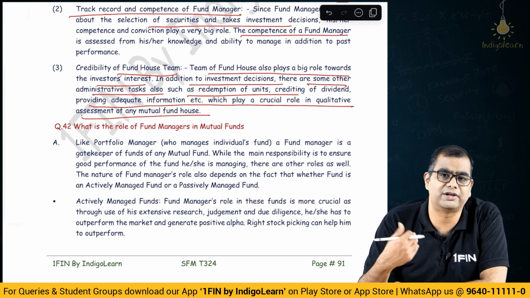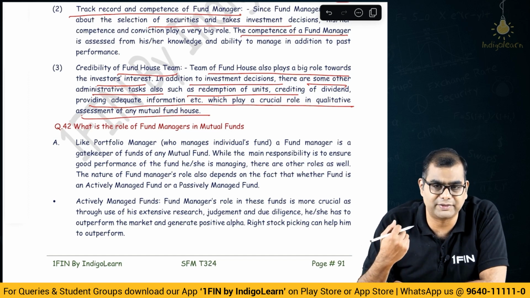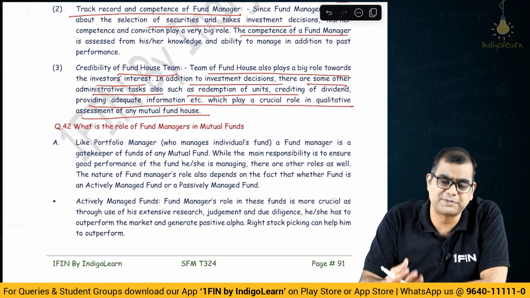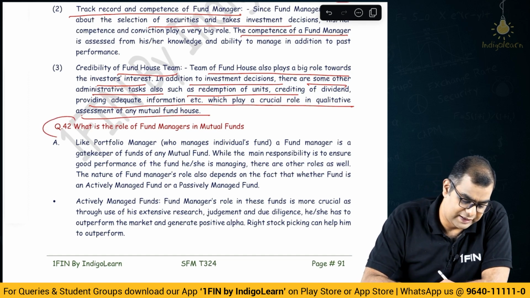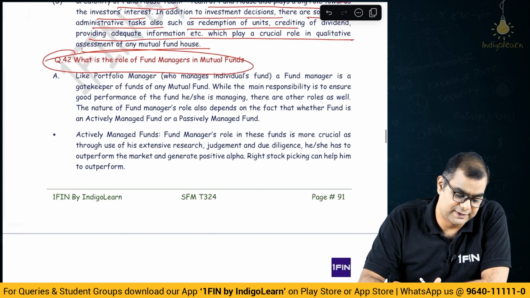Are you giving information properly? Are your redemption proceeds coming properly? Is new information coming out properly? Is your expense ratio being clearly disclosed? All of these are also qualitative factors. Then, what is the role of fund managers in mutual funds?